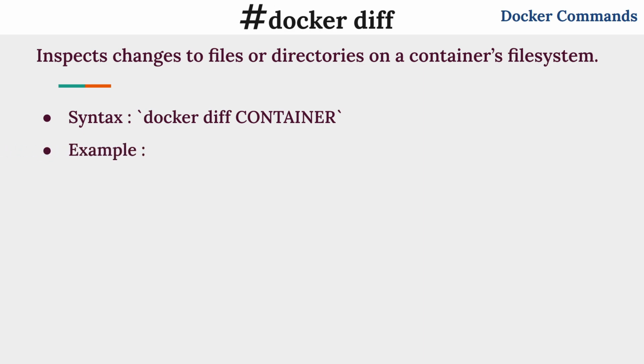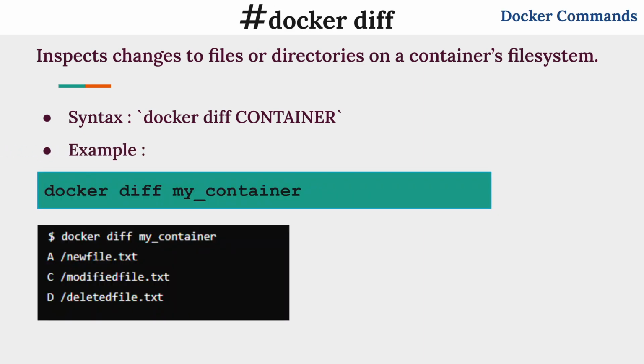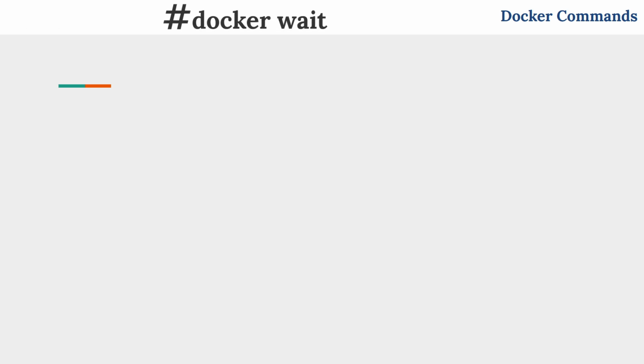The Docker diff command offers visibility into file system changes within Docker containers, helping users track modifications and understand the impact of operations within containerized environments. It's a valuable tool for troubleshooting and maintaining containerized applications. Let's see the next command. Next command is Docker wait.